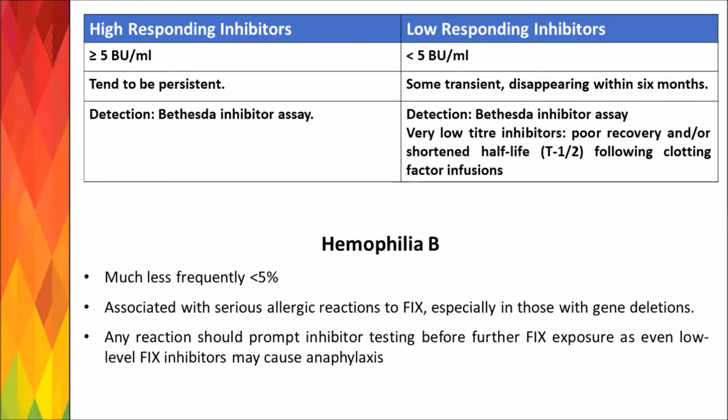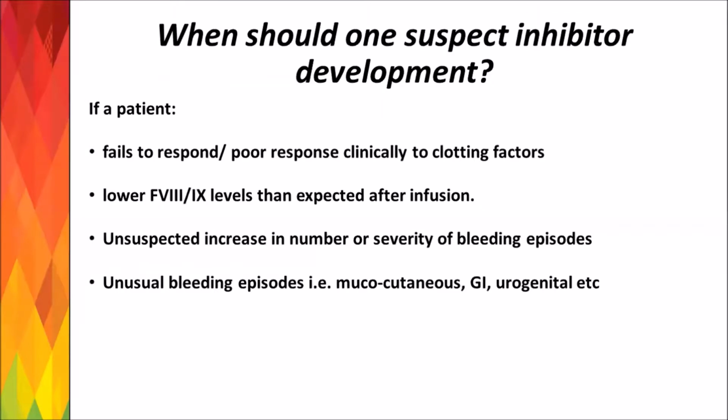Now coming to hemophilia B, inhibitors are much less frequent in hemophilia B patients, less than 5%, and they are mostly associated with an allergic response. So as soon as you transfuse a hemophilia B patient with factor 9 and you see an allergic response, you should test for inhibitors.